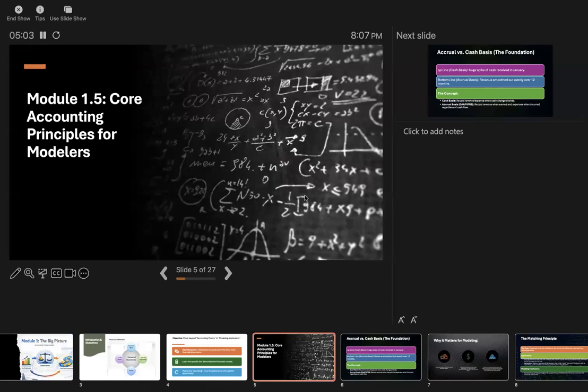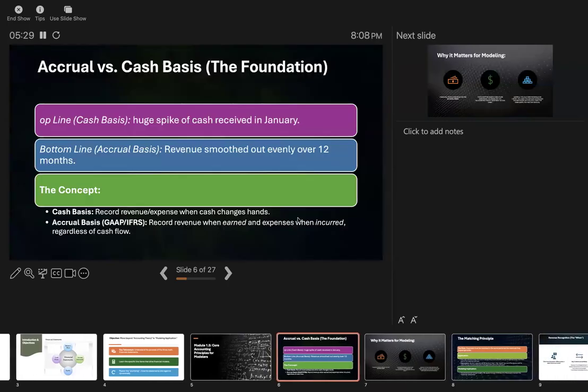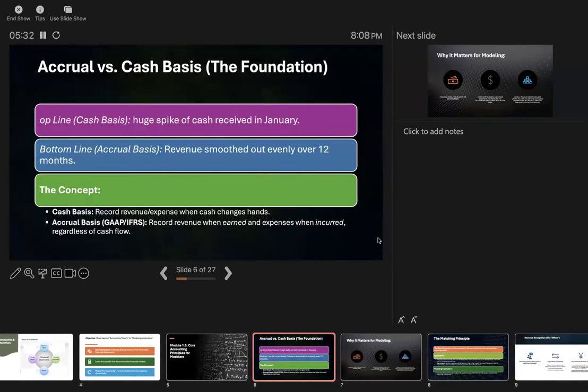So module 1.5, look at the core accounting principles for modelers. You just need to understand the underlying assumptions, the principles such as the matching concept, going concern. These are things that need to be understood for you to model nicely. So we have the accrual versus cash basis. There is a concept in accounting called matching concept, and it states that revenue earned must be matched against expenses incurred in earning it.